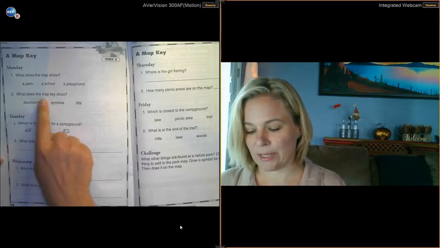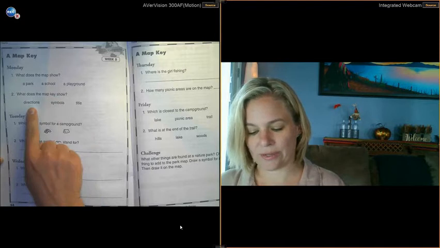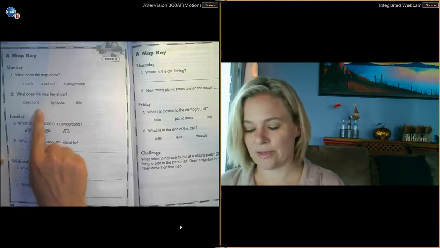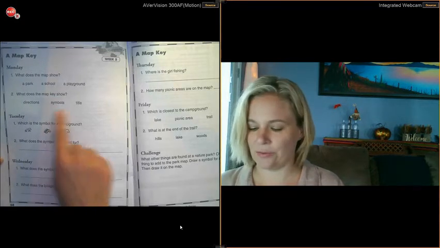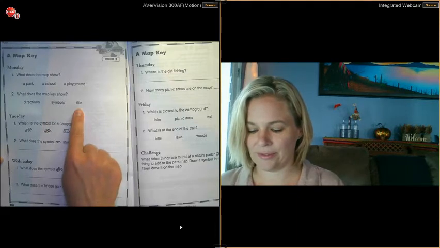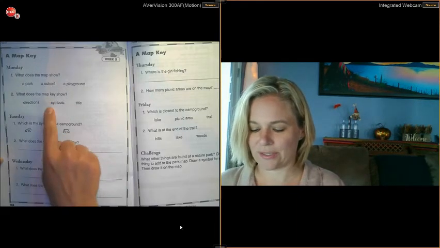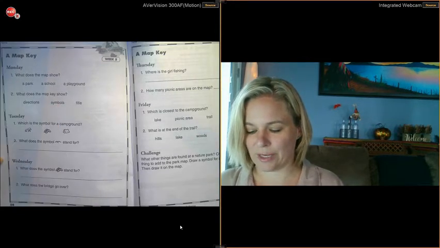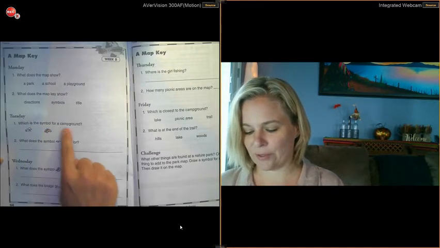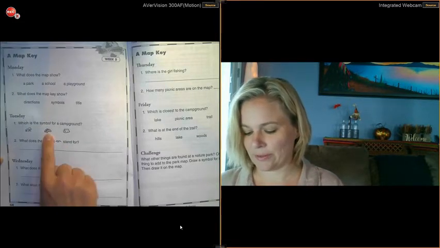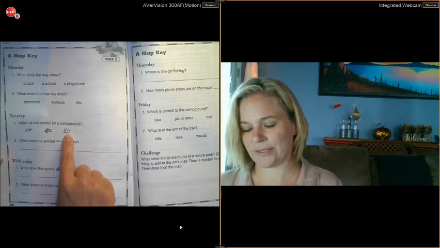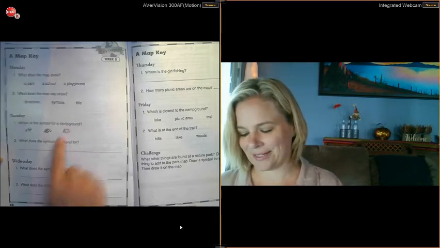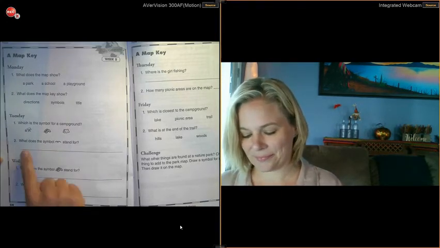What does the map key show? Is that what shows us directions, symbols, or the title? The map key was the new thing we saw today. It shows us symbols of what we can find in the map. Which is the symbol for a campground? Was it the picnic table, the bridge, or the tent? The tent, right? Circle that.